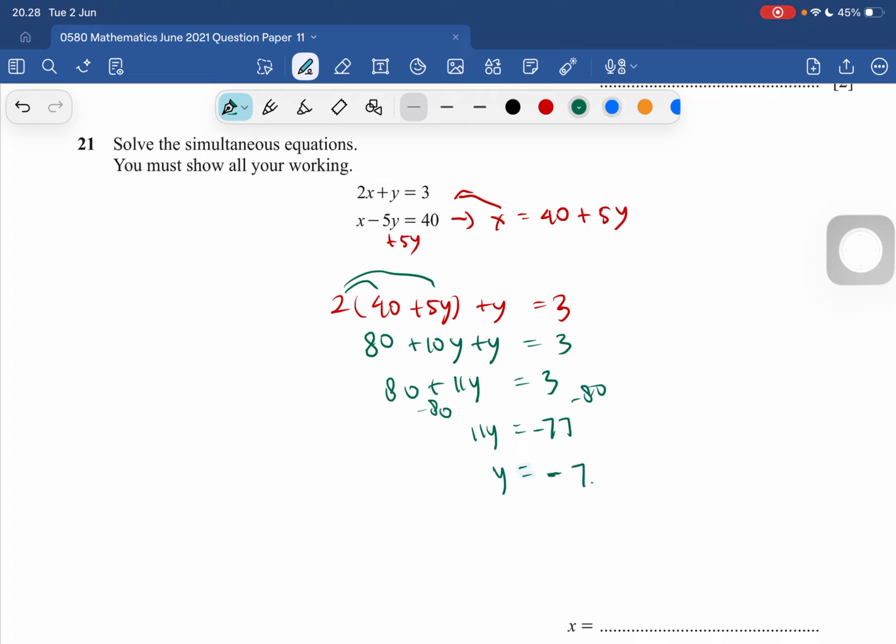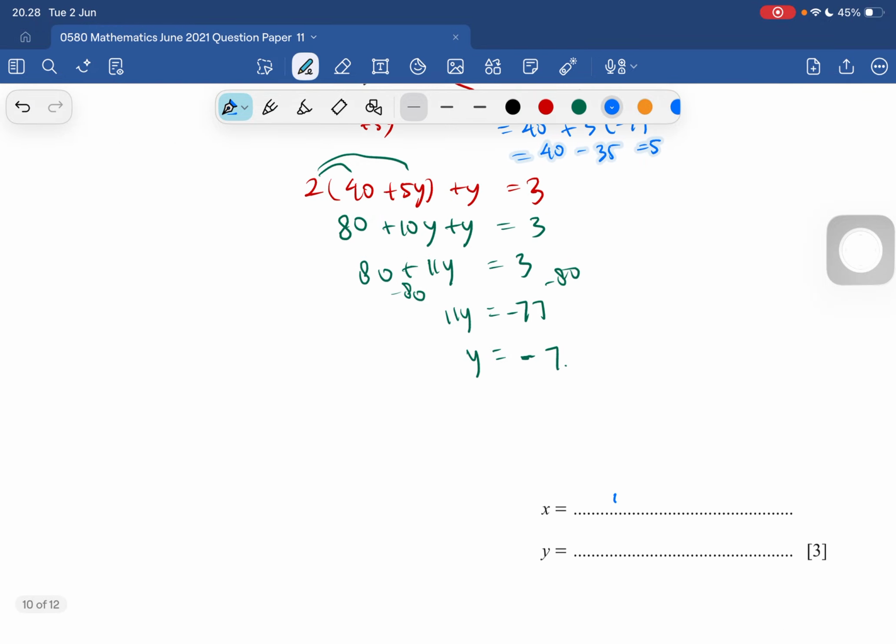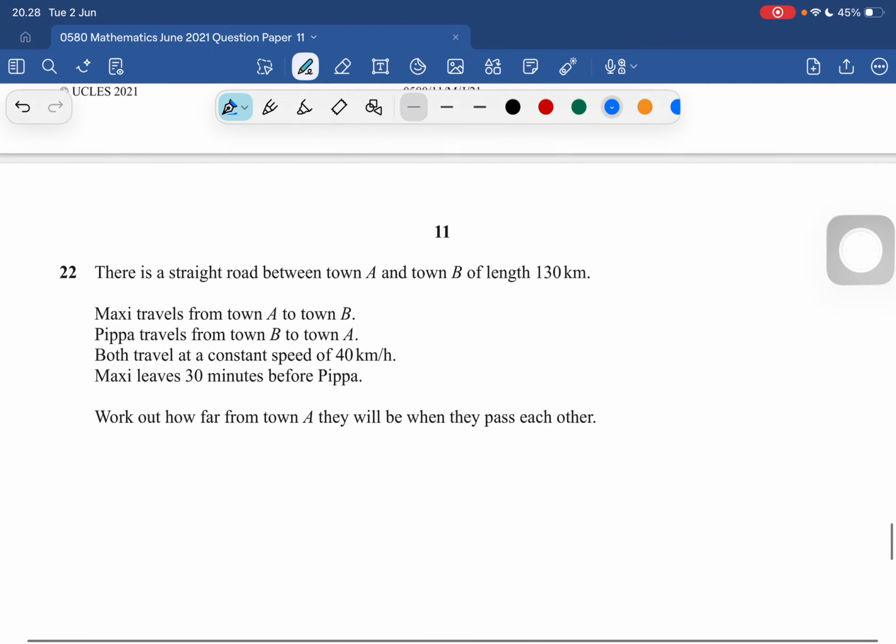To find x, we can just substitute into this equation. So 40 plus 5 multiplied by negative 7. So here's 40 minus 35 equal to 5. So we got x equal to 5 and y equal to negative 7.